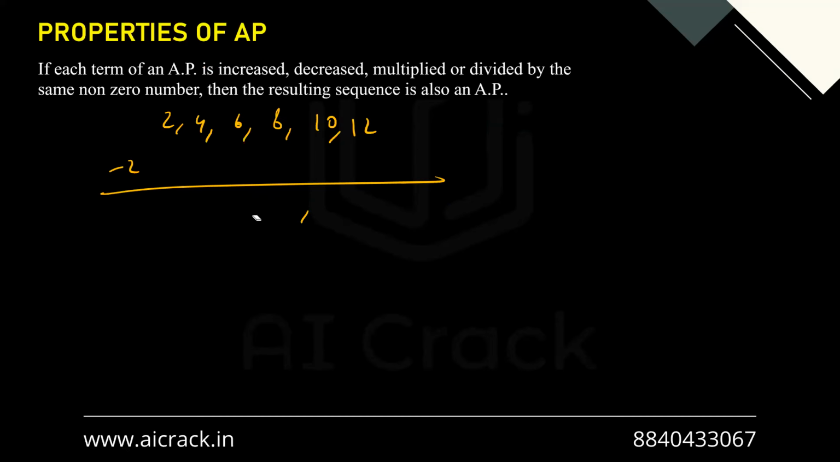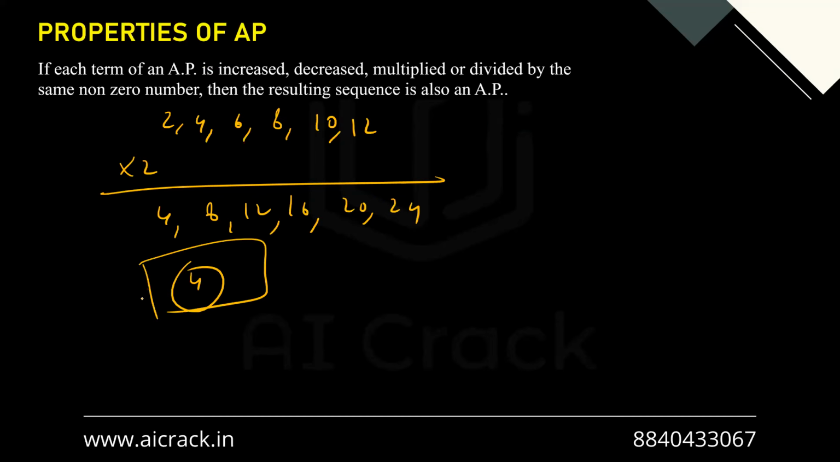Now let's say I multiply by 2. Now what we'll get? We'll get 4, 8, 12, 16, 20, 24. Now you can see that we have got a common difference of 4, right? So in this case, common difference also got multiplied by 2. In addition and subtraction, common difference was not changing. Although we got a resultant AP, common difference was not changing. But in this case, what is happening? Common difference is also getting multiplied by the same number with which we have multiplied the individual terms, right?